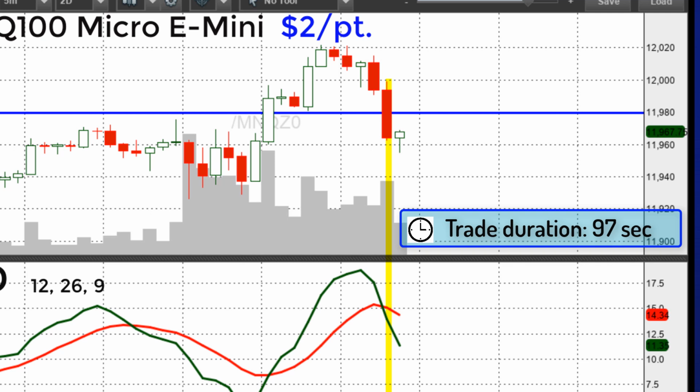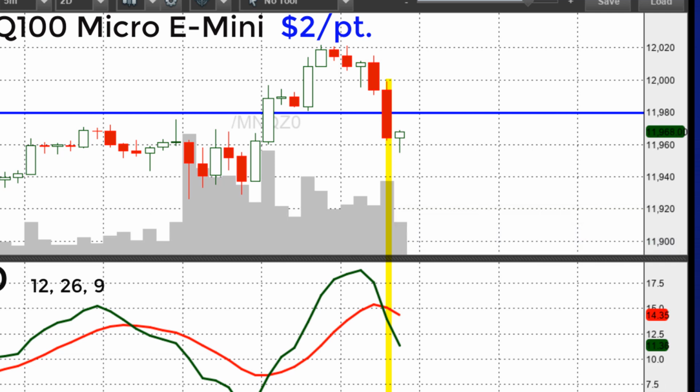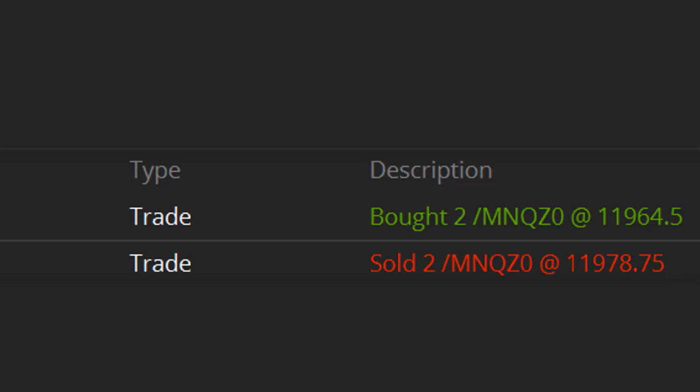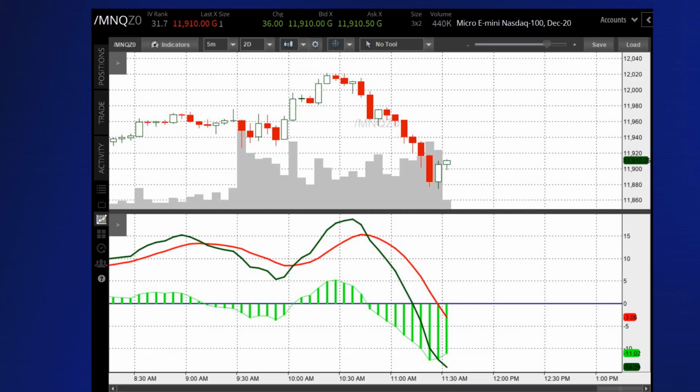A very quick trade, a very narrow yellow band there that you saw represented about 97 seconds, I think, in the entire trade. And that was a really, really quick trade. There's the final numbers there where I went in and out of the trade with the numbers there.